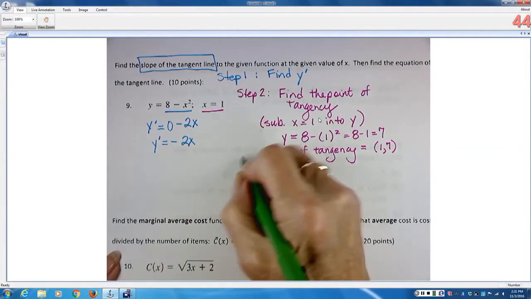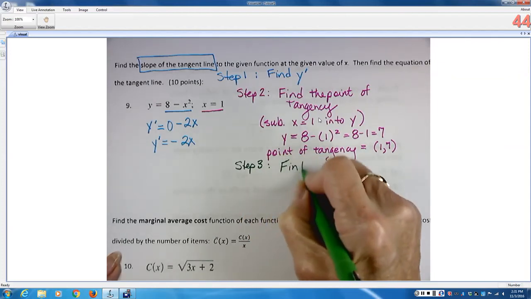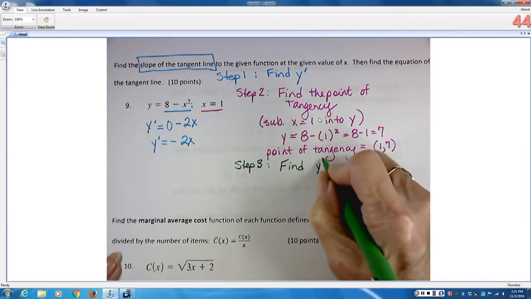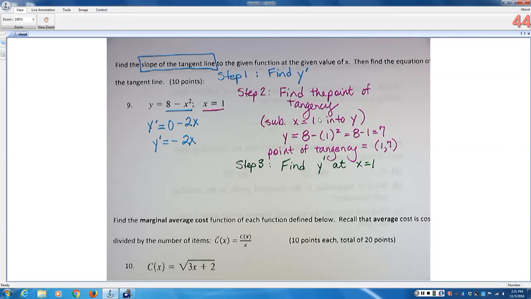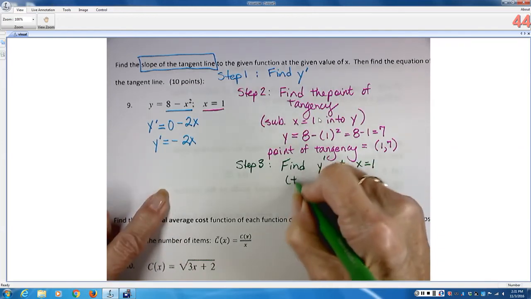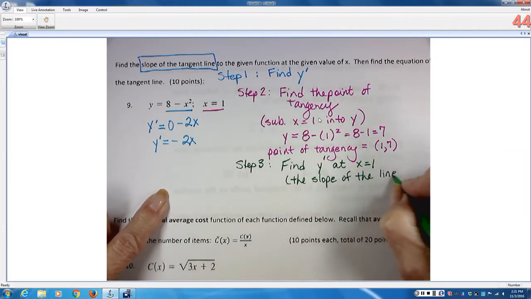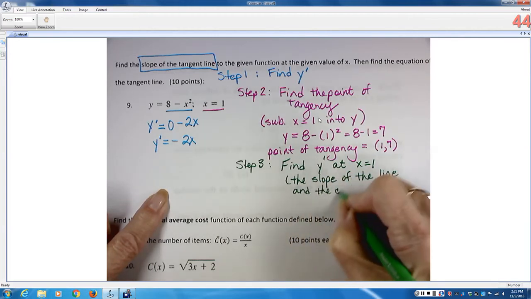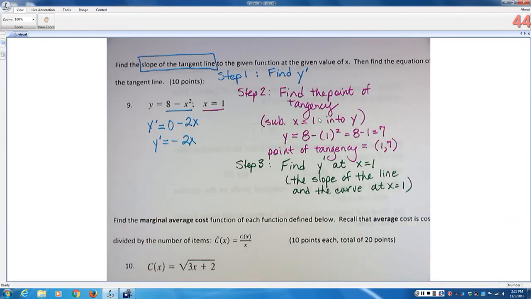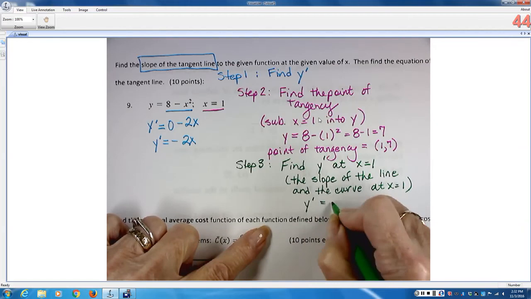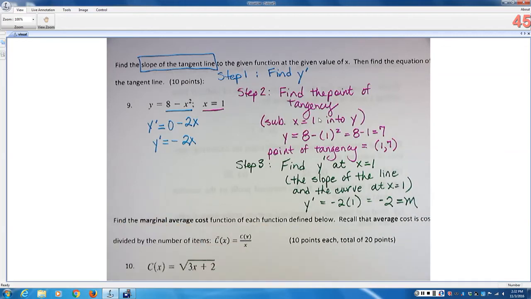Your third step: find y prime at x equals 1. That's the slope. Y prime of 1 is negative 2 times 1, which is negative 2, and that is the slope, which we normally think of as m.